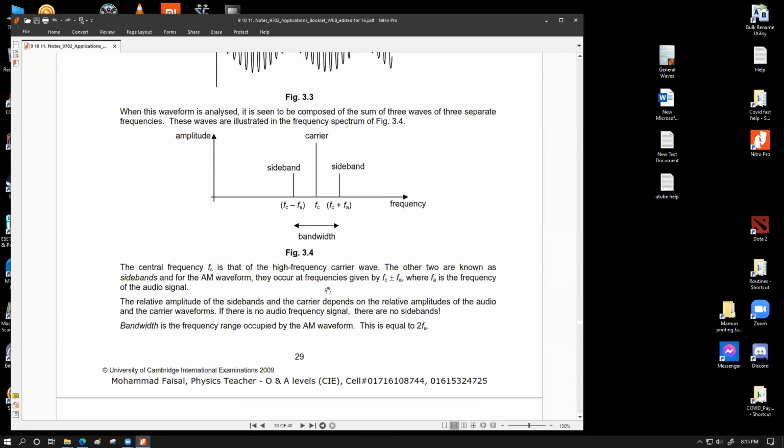So that's that. And then comes this part. Bandwidth is the frequency range occupied by the AM waveform. This is equal to 2FA. This is the definition of the bandwidth, so you might as well want to highlight this term.